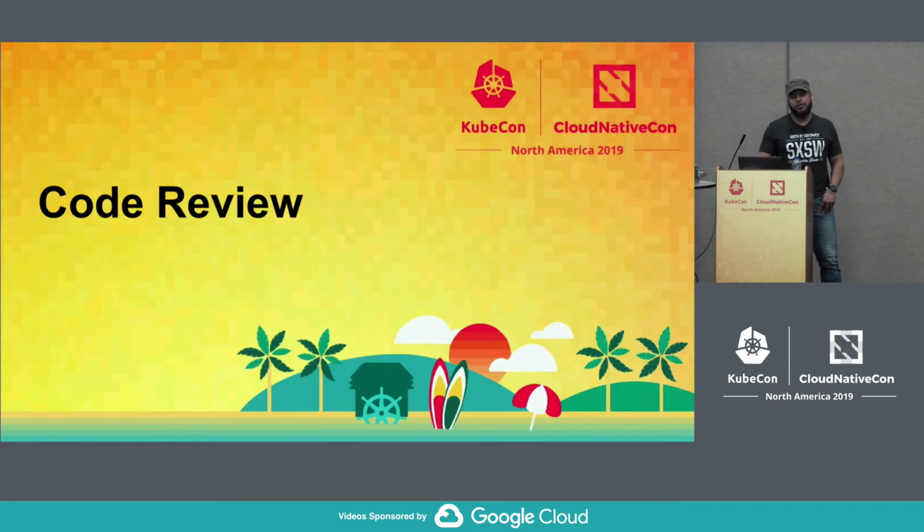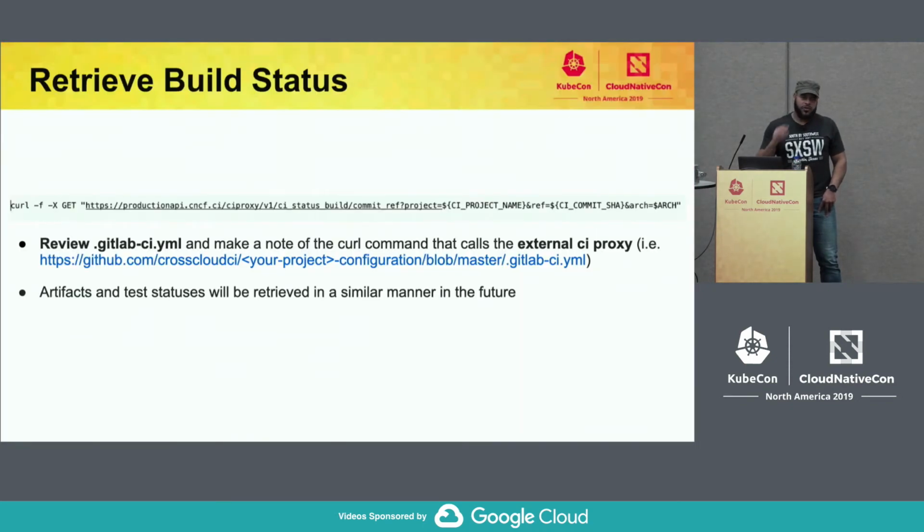So now we're going to do a little bit of a code review. So one of the first things as a project maintainer, after you've done the previous steps, you've modified the CNCF CI YAML and all that stuff, you probably want to take a look. We use GitLab as our CI/CD tool. You're going to want to go ahead and take a look in your project configuration repo. You're going to want to look at your GitLab CI YAML file.